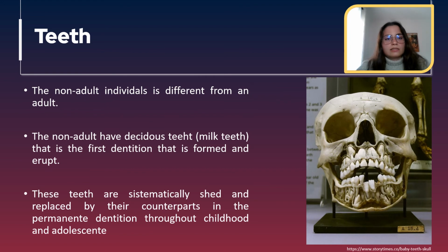In non-adults, they have deciduous teeth or milk teeth, which is the first dentition that is formed and erupts. These teeth are systematically shed and replaced by their counterparts in the permanent dentition throughout childhood and adolescence. This replacement of teeth is also very important to estimate the age at death of non-adults. So in this image here, you can see the deciduous teeth that are erupted, which means that they are the ones that are above the mandible. And then you can see below them the permanent teeth that will eventually replace the deciduous teeth.